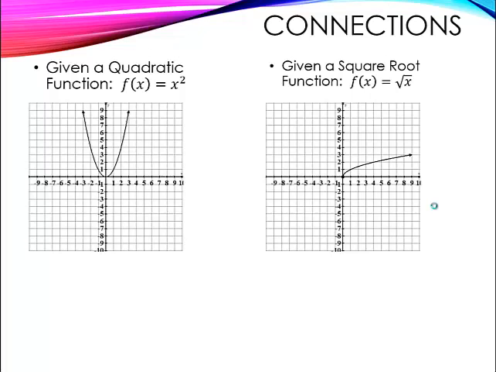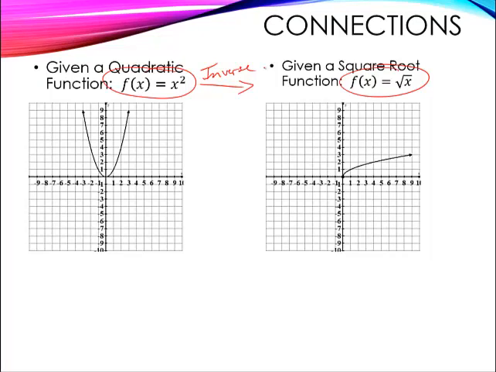Now, our connections between our quadratic function and our square root function. If we were to take the inverse of our quadratic function, we would get f of x equals the square root of x. And if we were to graph that, we would just get this single leg here of our quadratic function, but this time facing to the right instead of up.